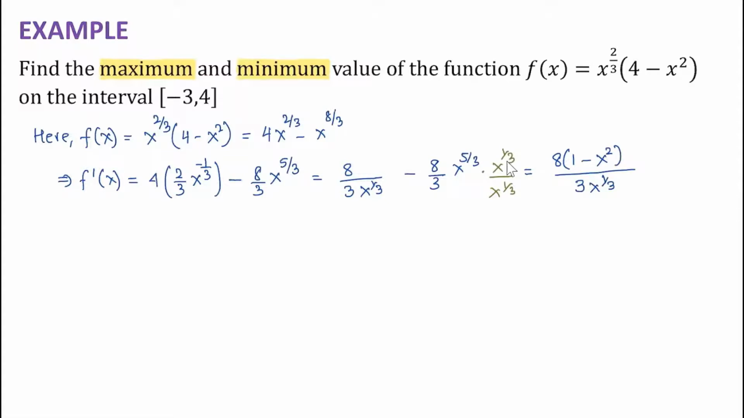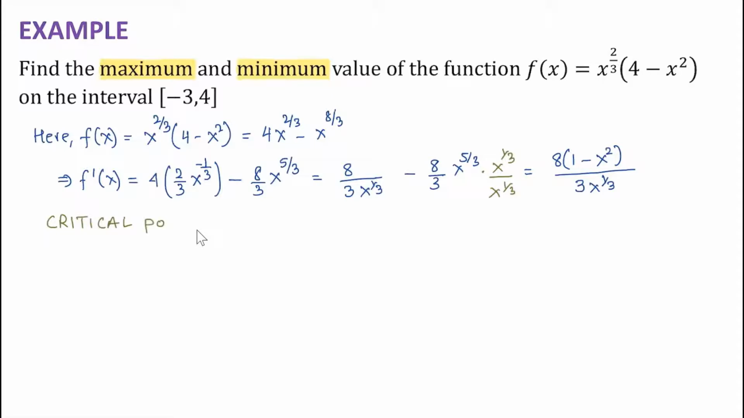So what we have done so far is, we have this function given. We found the first derivative. That is the first derivative of this function. So first step, we find the derivative. Now second step, we are going to find the critical points. So let's see how we can find the critical points.